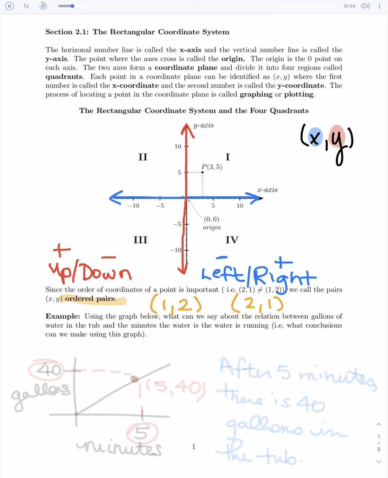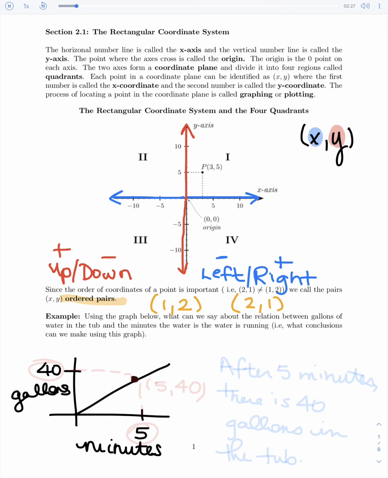Now let's take a look at an example. I'm going to draw out our graph. So our graph looks like this, and on the bottom we have our minutes, our time here. In this example, I'm going to go up to 5 minutes, and it has to do with water filling into a tub. And we'll put a 40 here, and that'll be how much water is in the tub, and we'll say that's in gallons. And so we can draw our graph, and we can put a little point here.